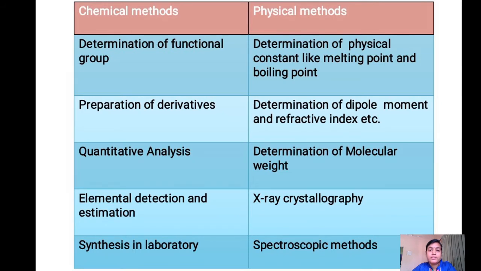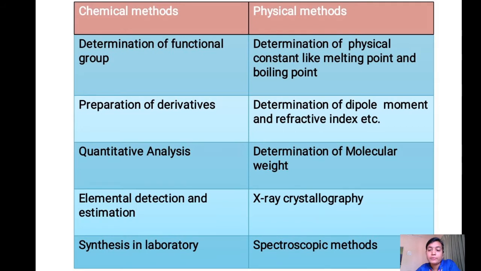Chemical methods include determination of functional groups, which means which functional group is present in the unknown compound is determined by chemical tests, preparation of derivatives, qualitative analysis, elemental detection, and estimations. This means which elements other than carbon, hydrogen, and oxygen are present in a compound is determined by chemical tests. Whether other elements like nitrogen, sulfur, and halogens are present or not is determined by the Lassaigne test, and synthesis in the laboratory. These are all the chemical methods.